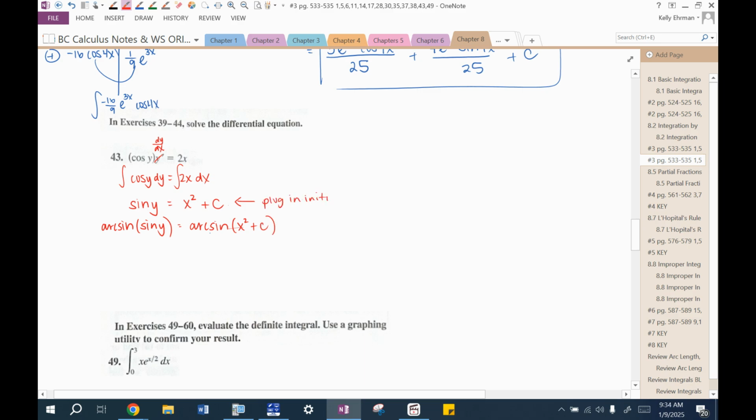This is where, if I had a point that I had to satisfy, I'd plug it in here before I took the arc sine on both sides. Okay, anyway, so that's y equals the arc sine of x squared plus c.